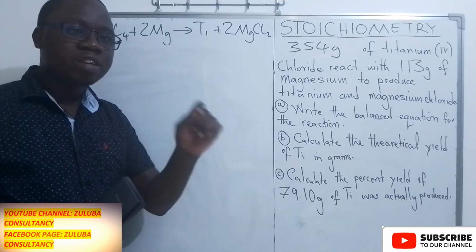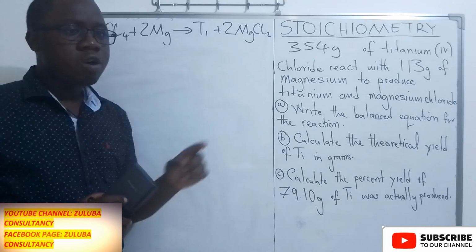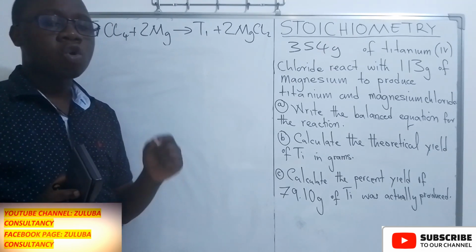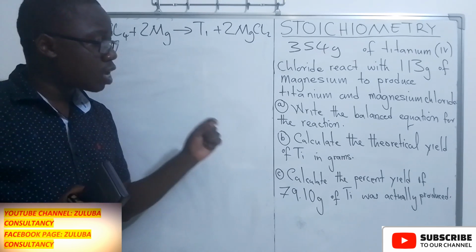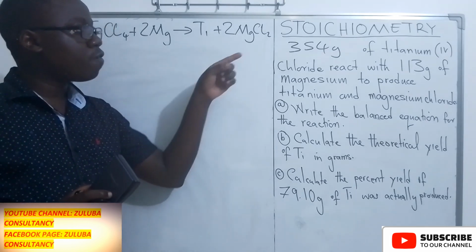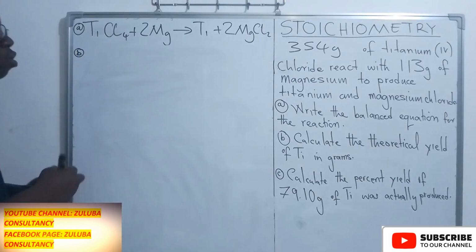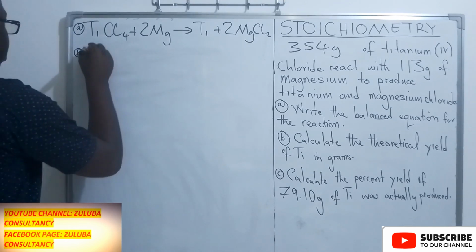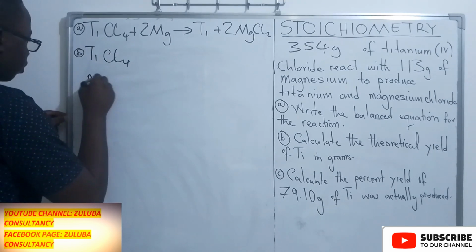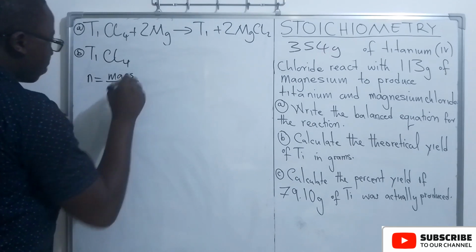This is a limiting reagent problem. So we need first to identify which one of the reactants is the limiting reagent. How do you identify it? We need to see which one can produce the least number of moles of titanium when we convert their masses into moles. So let's start with the first one, that is titanium(IV) chloride, TiCl4. We know that the number of moles is equal to mass divided by the molar mass.